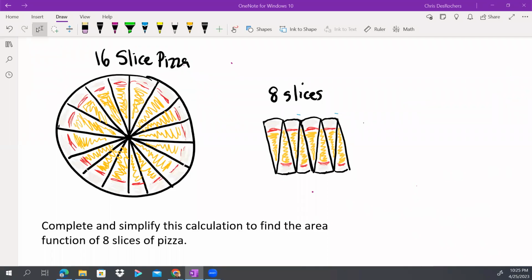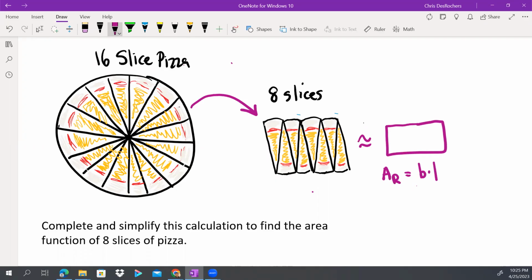Now, let's use a 16-slice pizza to find the area function of 8 of its slices. We've arranged the slices in this fashion. This is approximately equal to that of a rectangle. We know the area of a rectangle is equal to the base times the height. Identify the base and the height, and then complete and simplify this calculation to find the area function of 8 slices of pizza.